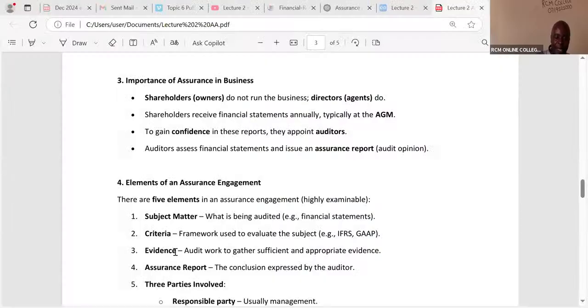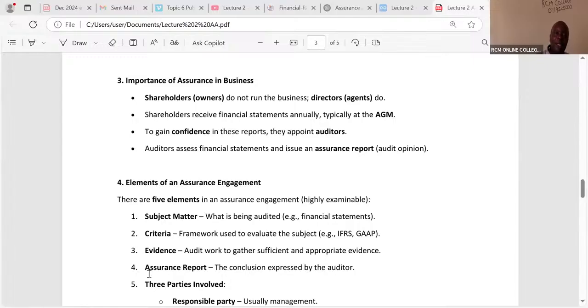All right. So then there must be evidence, because audit is all about making an opinion, and you can't make an opinion haphazardly. You will need evidence. So evidence: audit work to gather sufficient and appropriate evidence. And then at the end of the day, there must be reporting. There must be an assurance report, the conclusion expressed by the auditor.